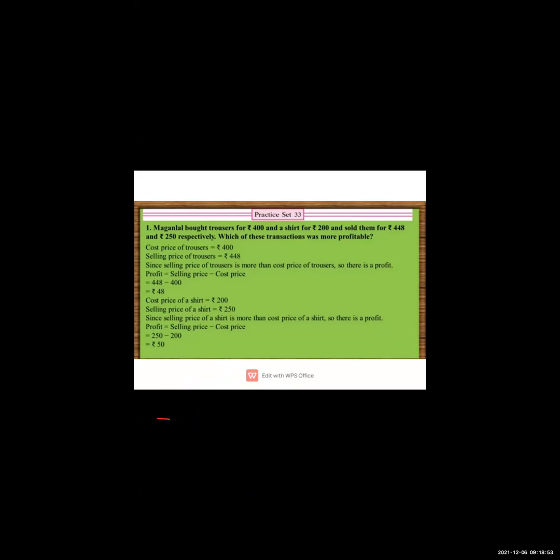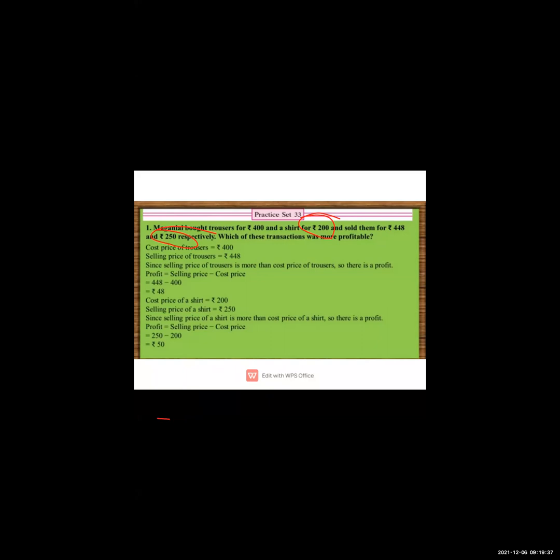Now the second, the shirt. The cost price of shirt is 200 and the selling price of shirt is 250. Here also we came to know that it is a profit, so again we will put in the formula of profit. Selling price minus cost price. Selling price is 250 and cost price is 200. When you minus, you will get 50 rupees.